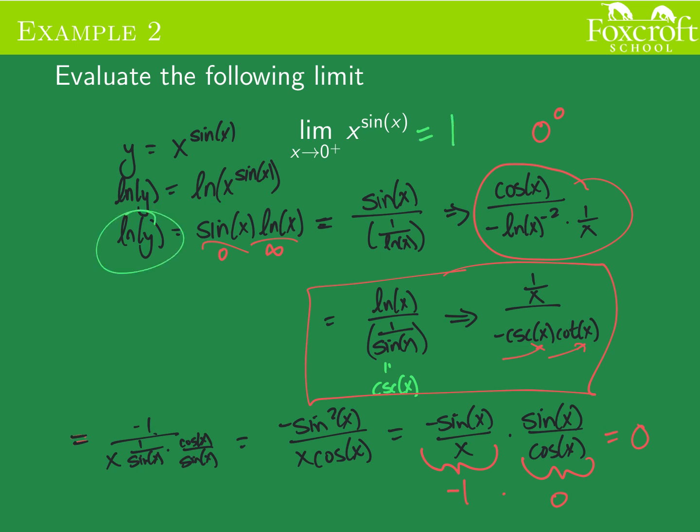Which is going to be my final answer for the whole problem is going to be 1. Because this is the natural log of my answer equals 0. Raise both sides to the e, you get 1.